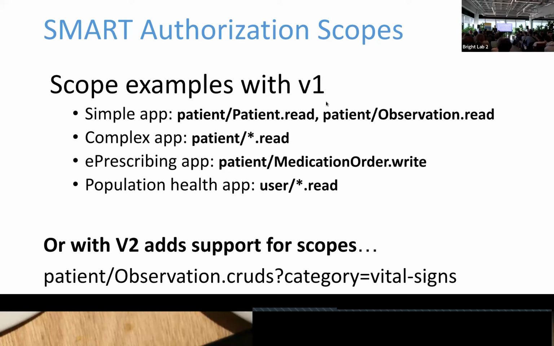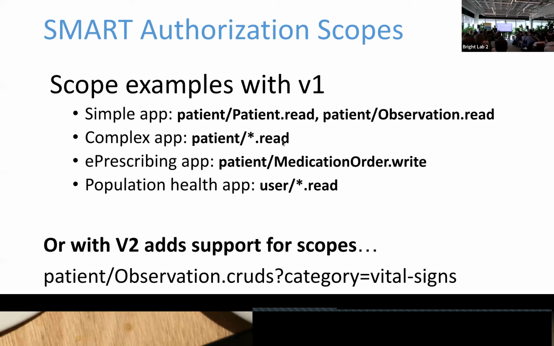So just to give you a couple of examples, a simple app that is plotting blood pressure results might ask for a scope like this, which says, I need to be able to read patient demographics about the current patient, and I need to be able to read observations about the current patient. That's where blood pressures will show up. A more complex app might be doing read access to many kinds of data.